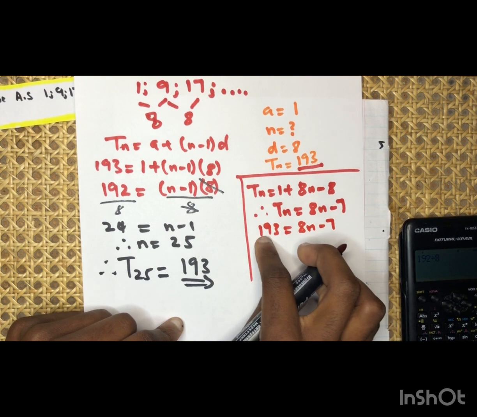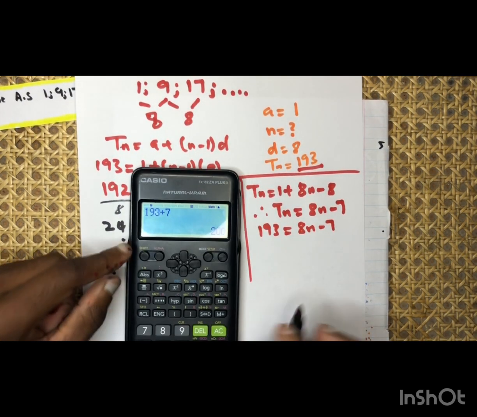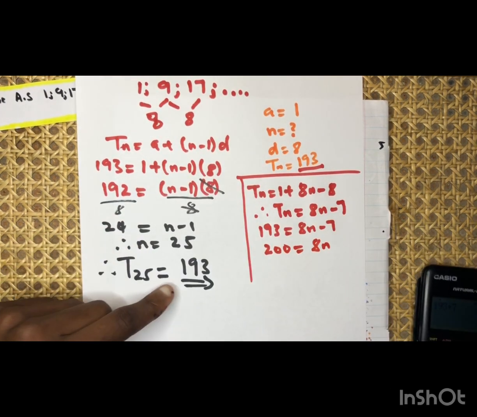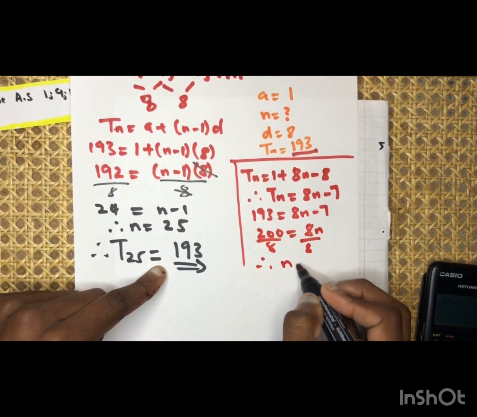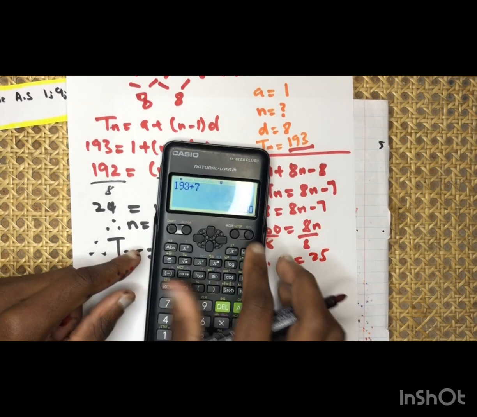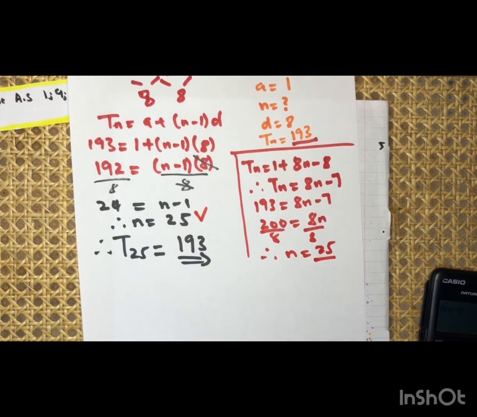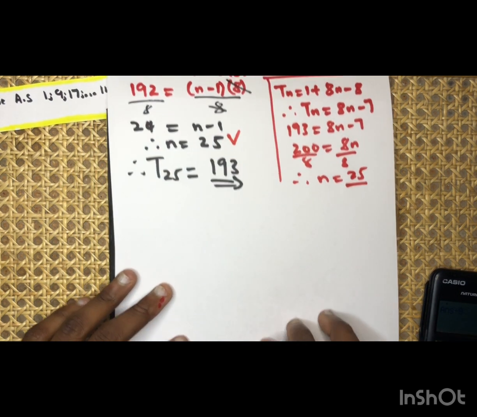Then you transpose 7 to that side. So 193 plus 7. What do we get? We get 200. It's equal to 8n. Then you can divide both sides by what? By 8. So if you divide both sides by 8, you get 25. Can you see that, guys? We get the same answers if you want to do it in this way. So let's see the next question about the arithmetic sequence.